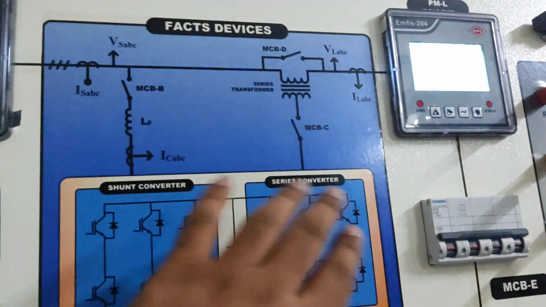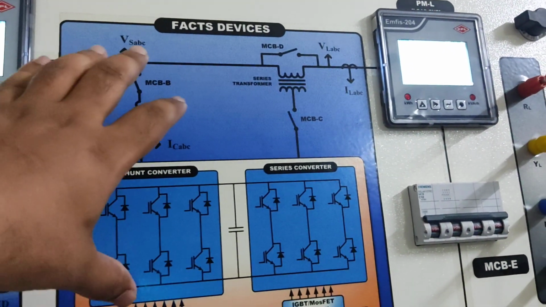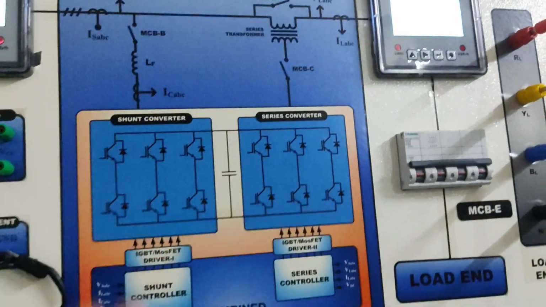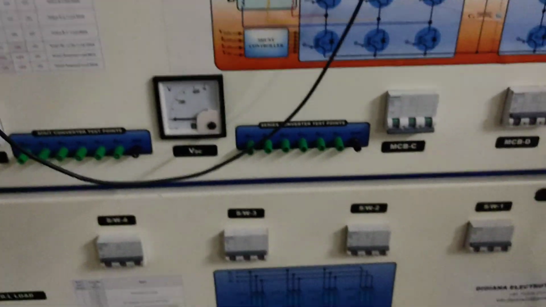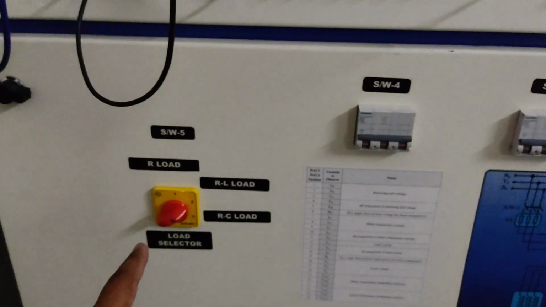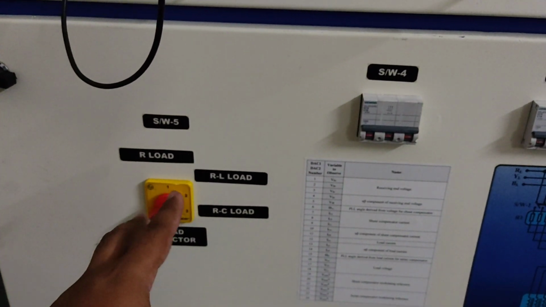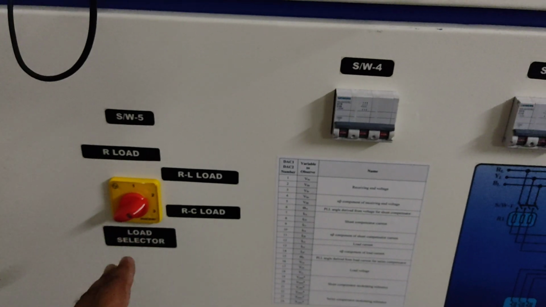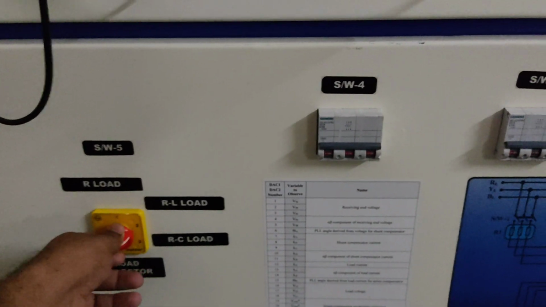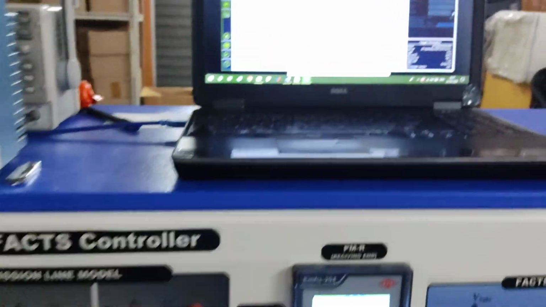Load side MCB. We have only connected the shunt controller. All the loads are full load, and in the STATCOM we have only the R load, RL load and RC load. We have toggled the switch to RL load or RC load. Now we have done the code.